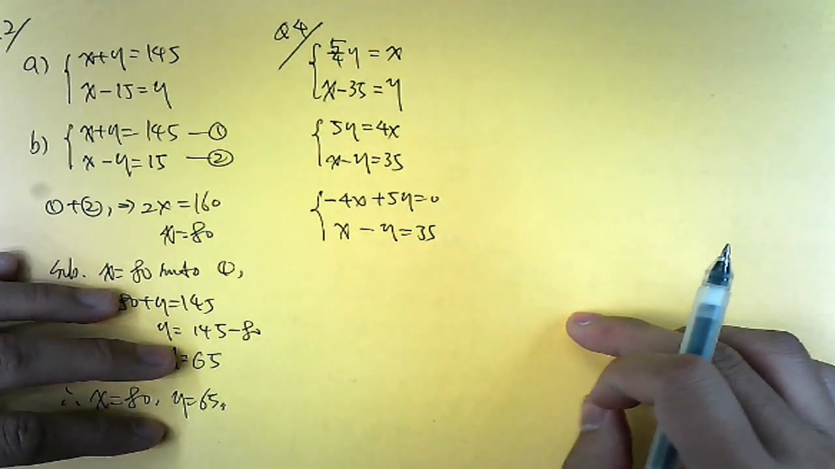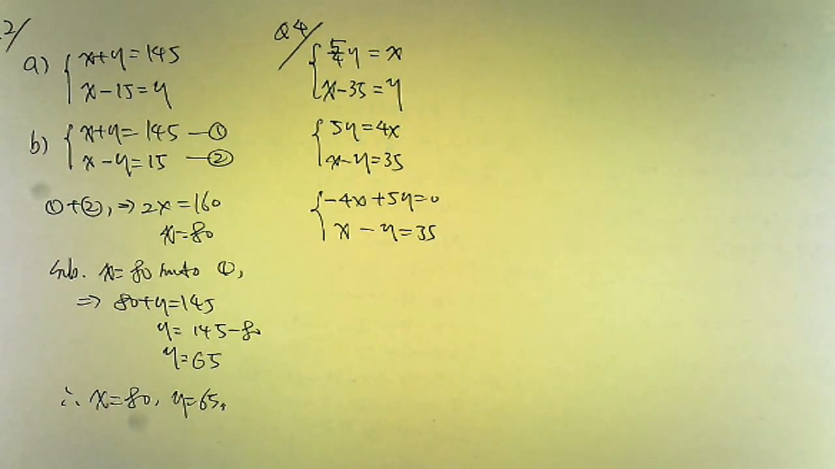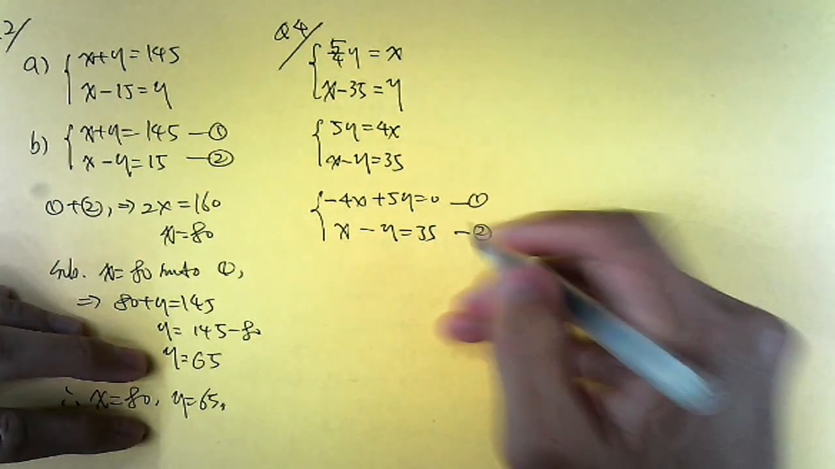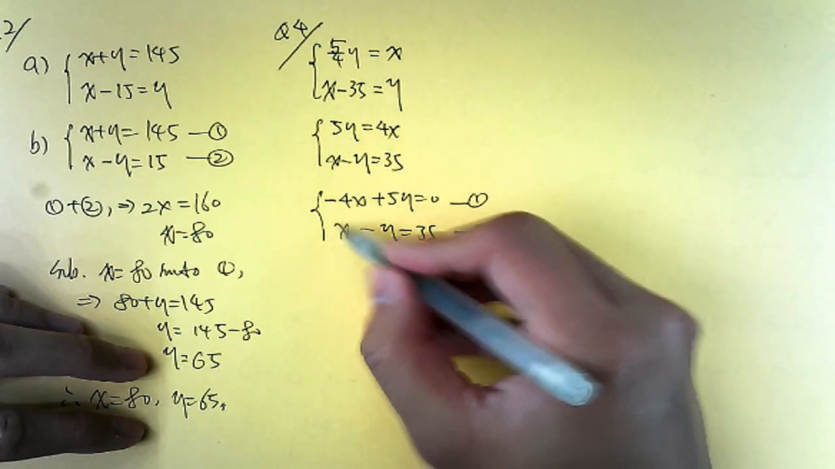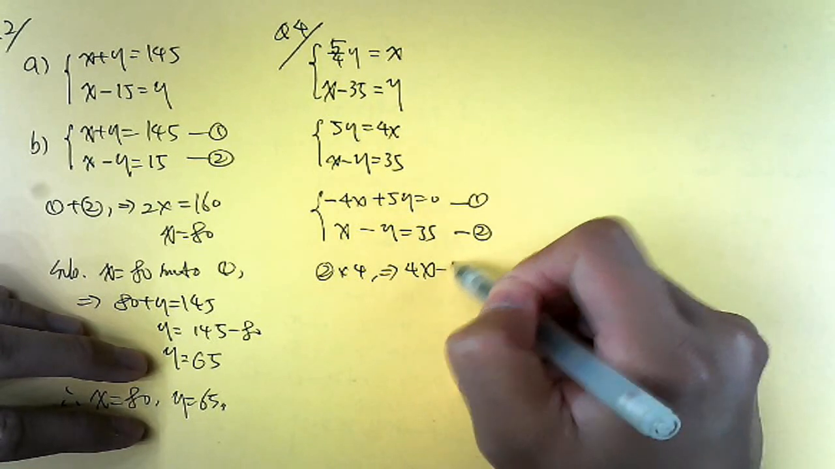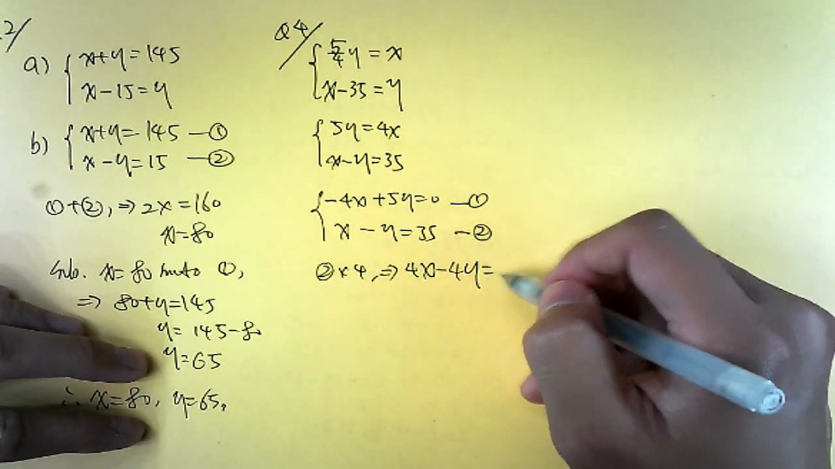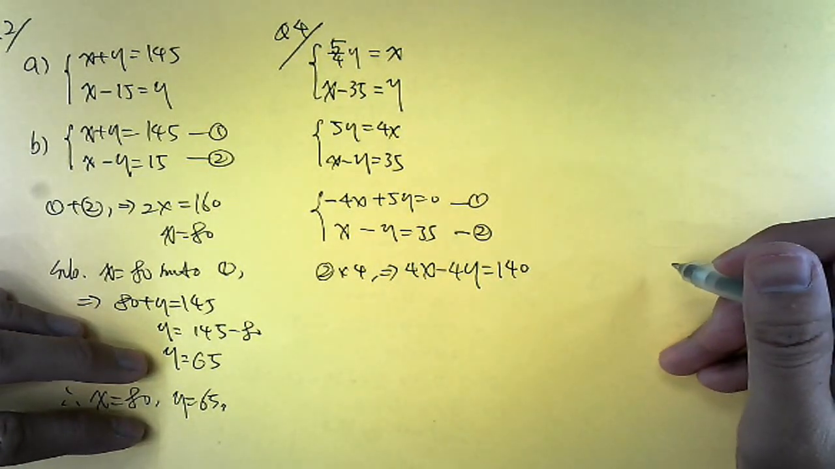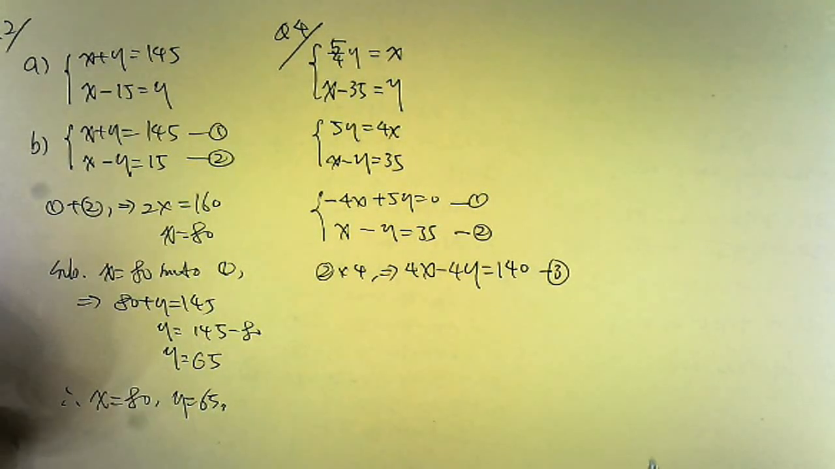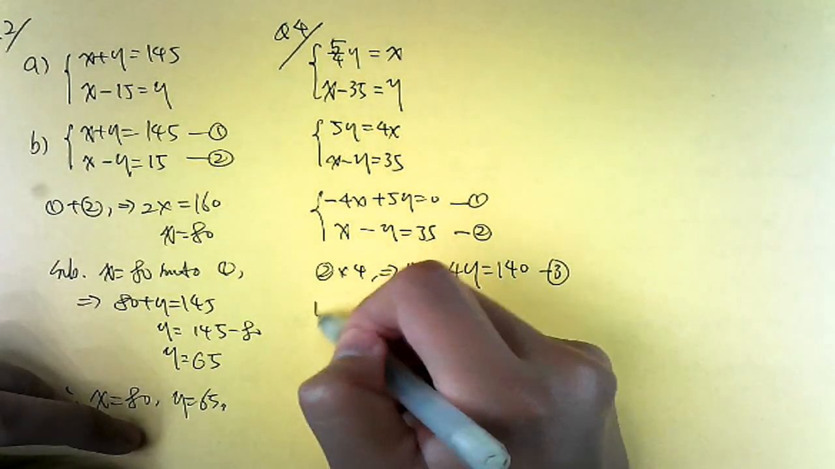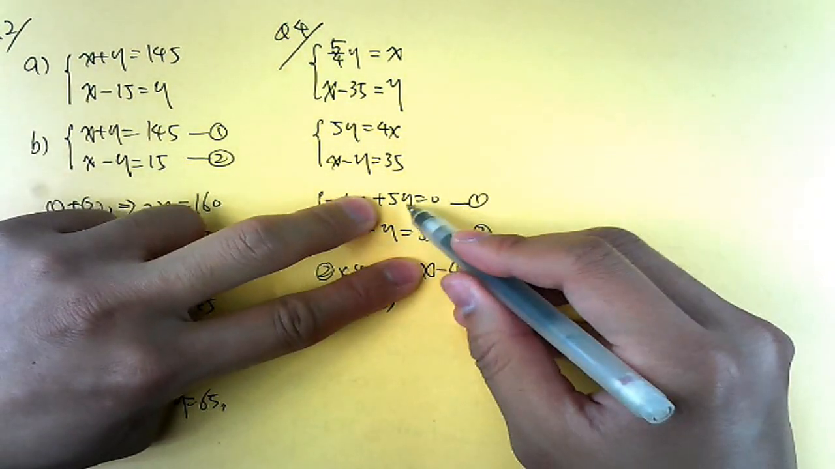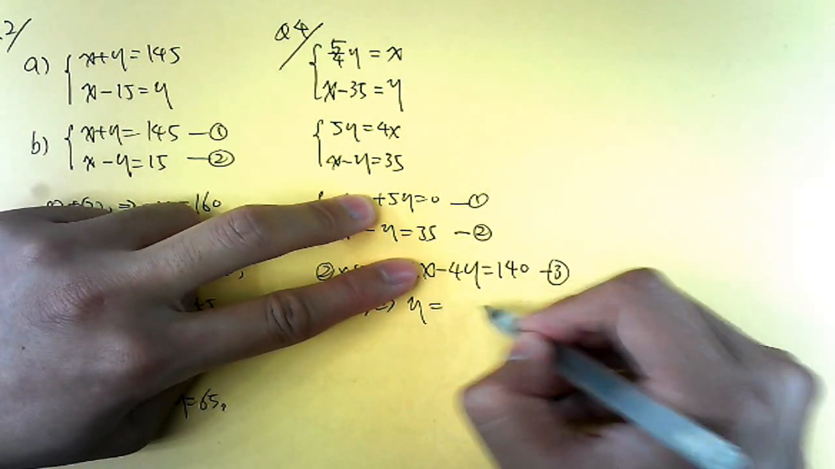So you can do your solving. I will always use elimination. I don't like substitution. So equation 2, I can times by 4, which gives you 4x minus 4y equals 140. Call this equation 3. So you do 1 plus 3, the 4x cancel, and then this will be y equals 140.